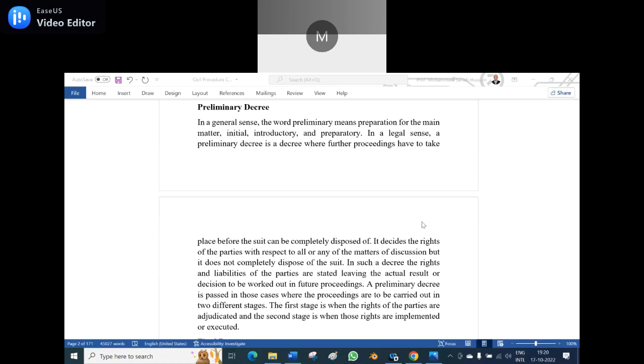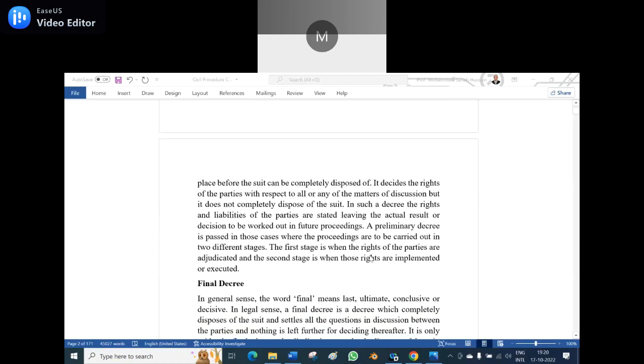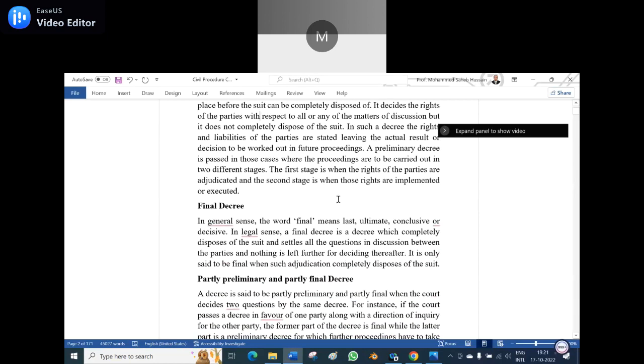What are they? A preliminary decree is passed in those cases where the proceedings are to be carried out in two different stages. The first stage is when the rights of the parties are adjudicated, and the second stage is when those rights are implemented or executed. In the two stages, it should be determined whether the parties have the right or not, and whether such rights can be implemented or executed or not. In such situations, a preliminary decree would be passed.